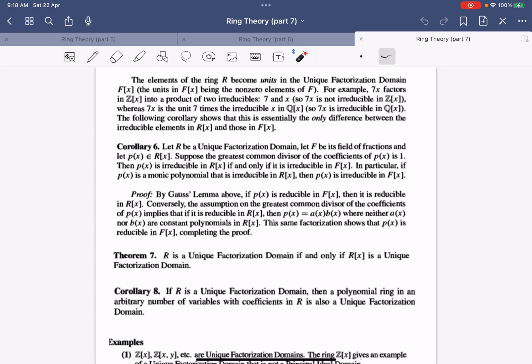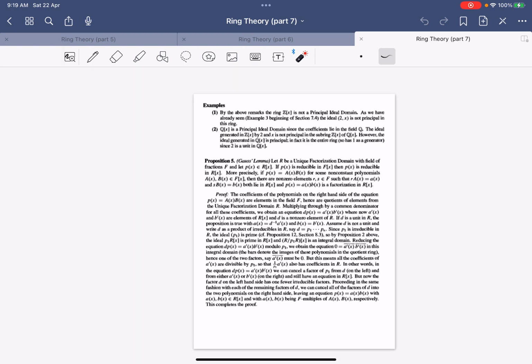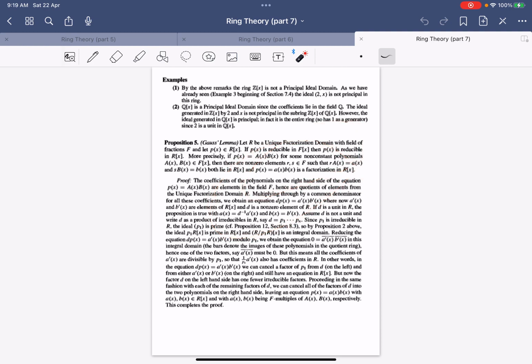And so now there is some sort of difference between the irreducibles in R[x] and the irreducibles in F[x], the field. So what we want to take note of now is that you let R be a unique factorization domain, F be the field of fractions. You let a polynomial be in R[x]. Then you suppose that the GCD of the coefficients is 1. Then p(x) is irreducible in R[x] if and only if it's irreducible in F[x]. So here is the irreducibility criterion in Gauss' lemma.